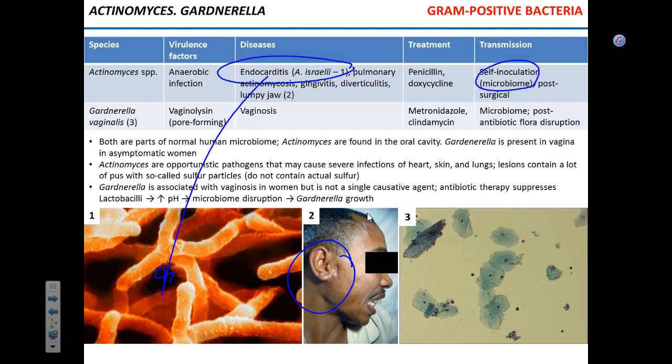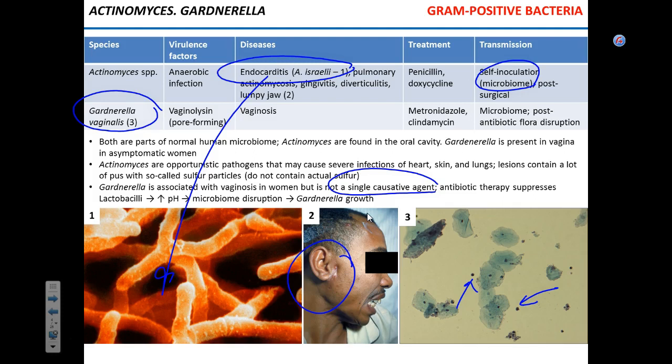Now, Gardnerella vaginalis, shown here, this coccus, causes the condition vaginitis and vaginosis. The condition is called Gardnerellosis, and it's still really unclear if Gardnerella is a single causative agent that leads to vaginosis, or if it is a bystander. What do I mean by that? It is known that Gardnerella vaginalis can be found in the healthy vaginal microbiome without any signs or symptoms of disease.